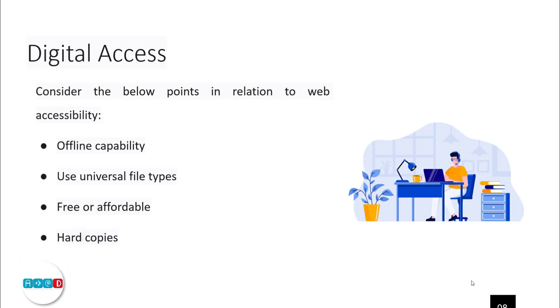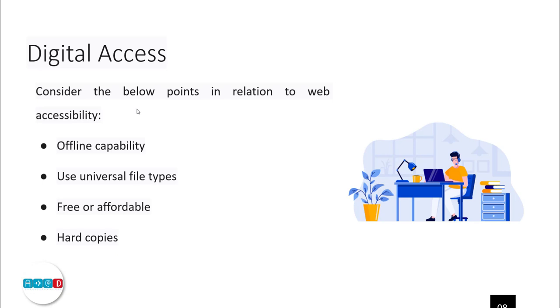So, as part of the factors to consider in making your web accessible, you might want to consider digital access. Now, the below are points that can actually help, or that you would have to take into consideration when making your web accessible pertaining to digital access. So, first, you have offline capabilities.